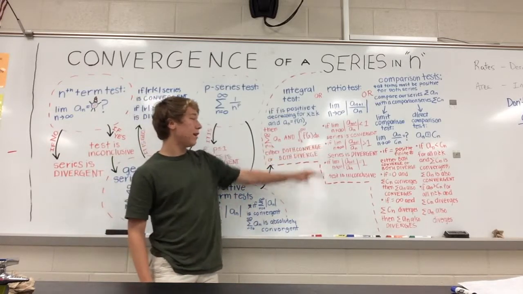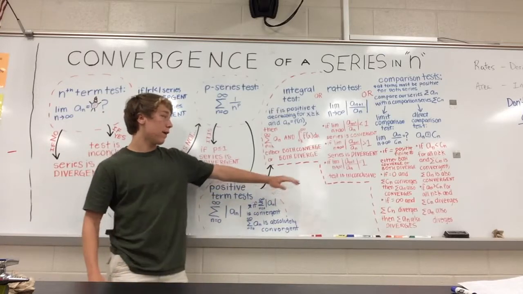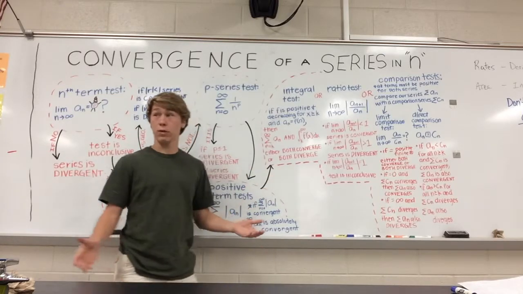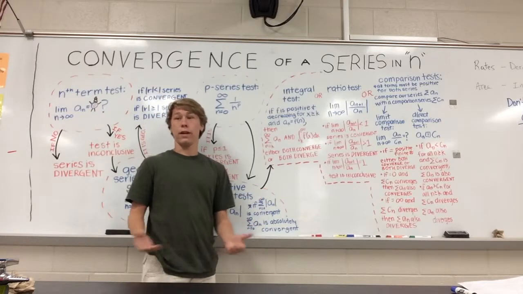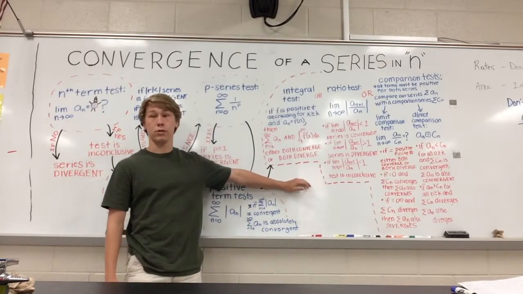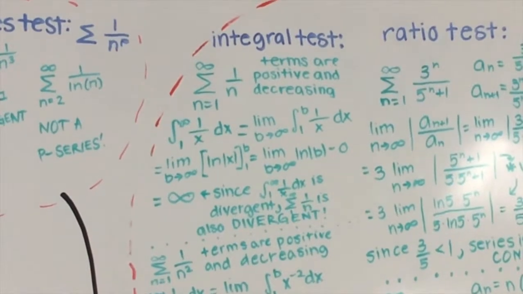If the integral from k to infinity comes out as a finite number, meaning it converges, then both of the things are going to converge. However, if it comes out as infinity or negative infinity, then they're both going to diverge. Some examples for the integral test.